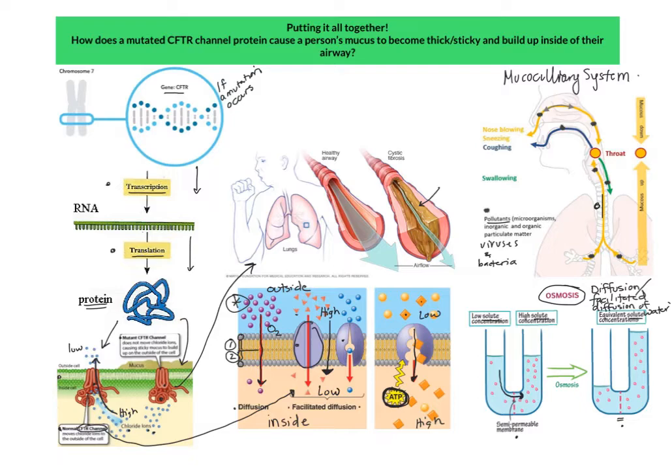Now what we need to do is connect, after we have our channel protein, if it's mutated, how can we take into account substances moving across the membrane and osmosis and the mucociliary system to all arrive at an answer of what causes the mucus to become thick and sticky and build up inside of their airway. And that's what I'm going to talk about next.